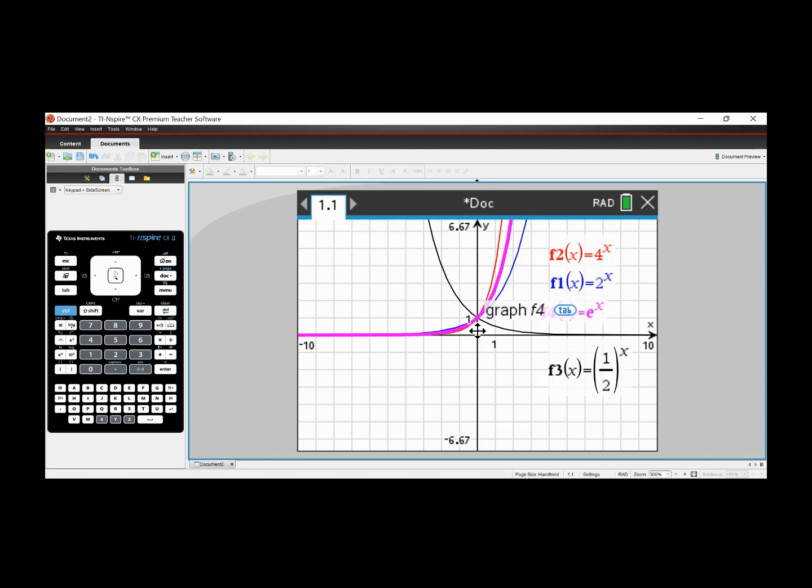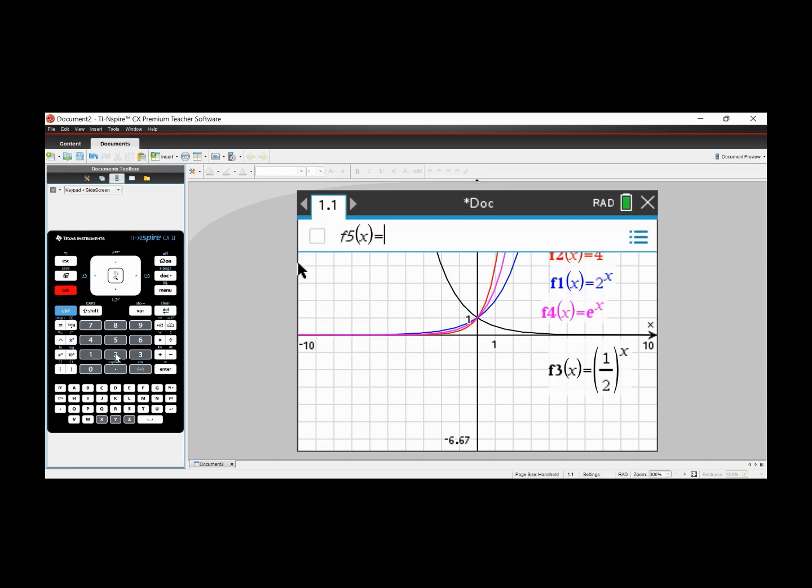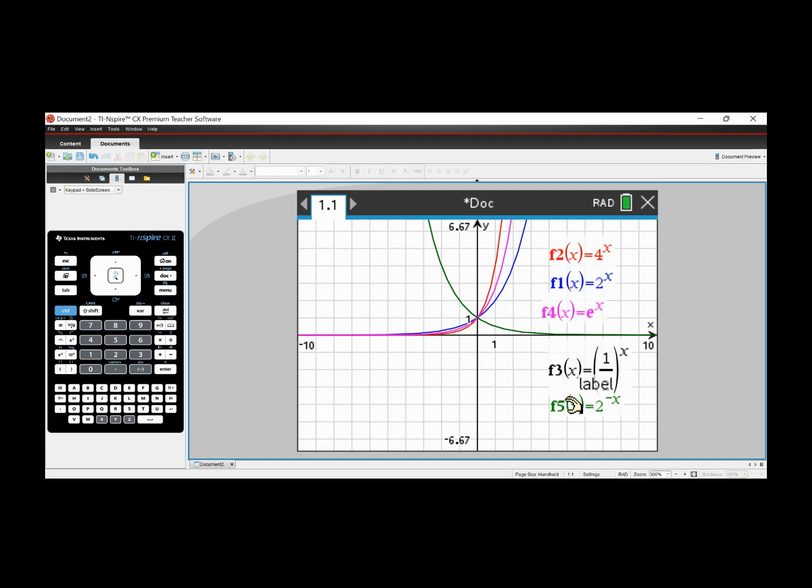Notice all these graphs cross through the same point here at 0, 1. All of them have a horizontal asymptote at the x-axis, so the line y equals 0. Most of them are increasing, and this one is decreasing because what's another way to write 1/2 to the x? That would be if I tabbed up and I did 2 raised to the negative x, we would have the same function. So these two functions are the same. So when that exponent is negative, it's decreasing.